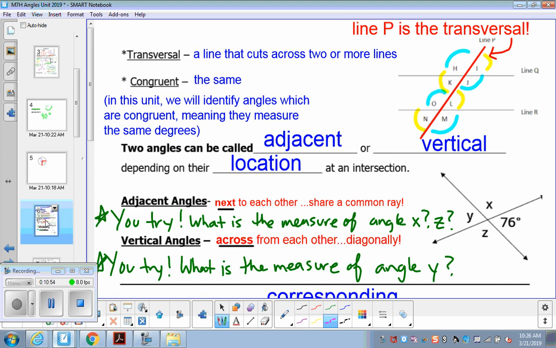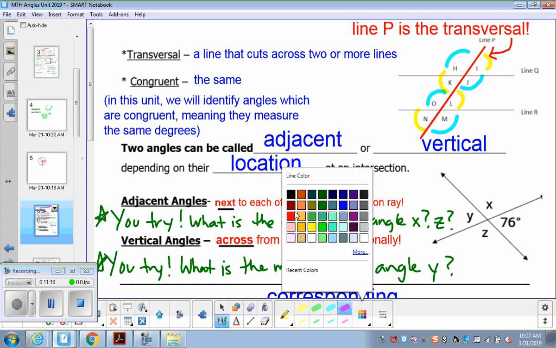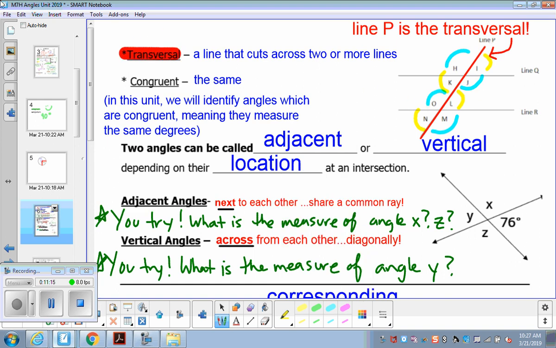Now if you flip over to page 2, we've got a lot more vocab that we're going to fill in here. First thing is called a transversal. Think about the Transcontinental Railroad. Why is the Transcontinental Railroad called the Transcontinental Railroad? Well, it's because it cuts across the United States. A transversal here is this red line, and it's something that's going to cut across 2 or more lines. Now, our lines in this case that it crosses over are lines Q and R, and so those lines are parallel, and line P is the transversal that's cutting across them.